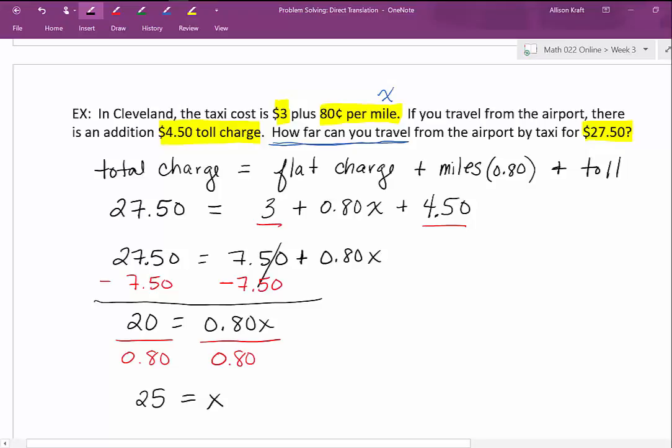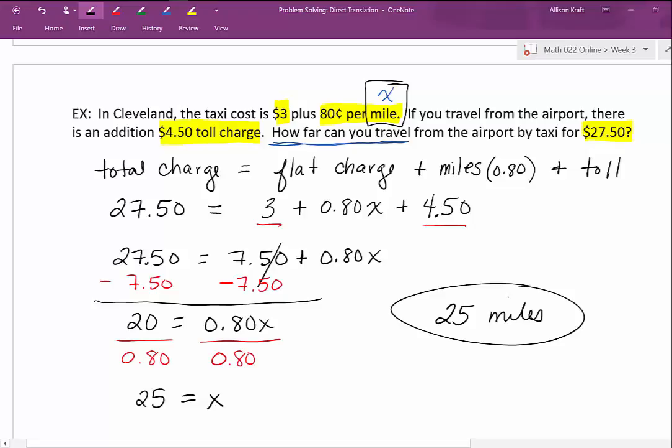We want to go back, reread the problem, make sure we've answered the question. The question is, how far can we travel from the airport for $27.50? X represented the number of miles we've solved for x, so our answer is you can travel 25 miles for $27.50.